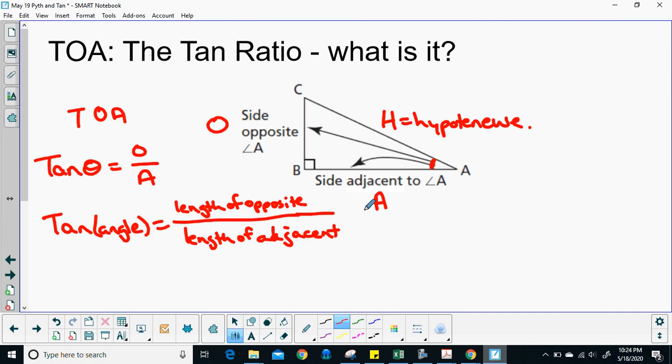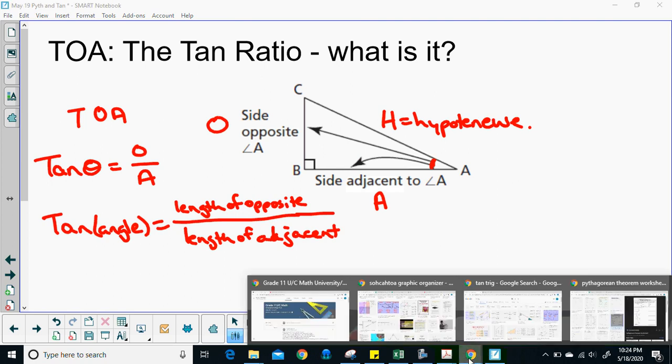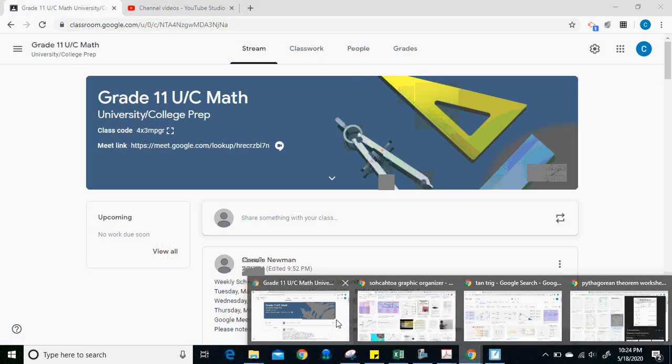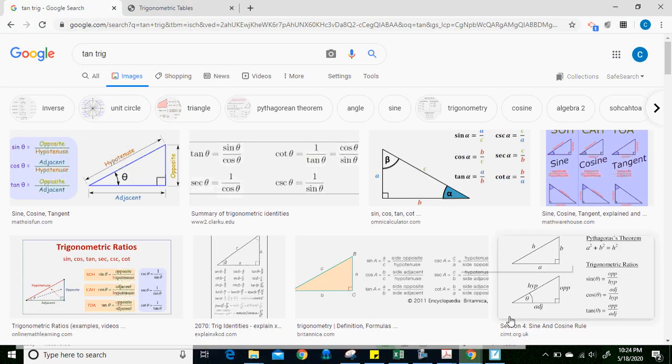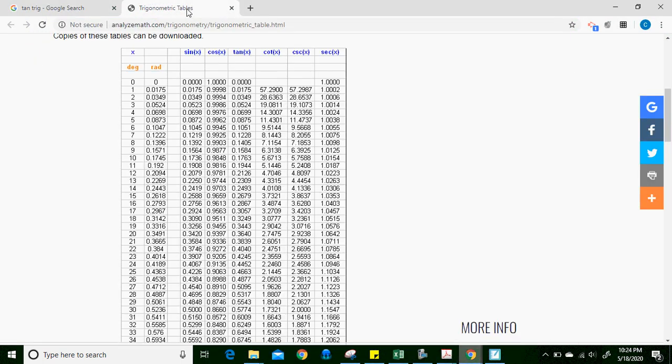Well, back before they had scientific calculators that had all this stuff stored in it, you'd have to go to a book and look up the table. Where's my table here? I had a table. There it is. Trig tables. So what they are, sine, cosine, tan, they're just ratios of side lengths. And each one of those ratios corresponds with a specific angle.